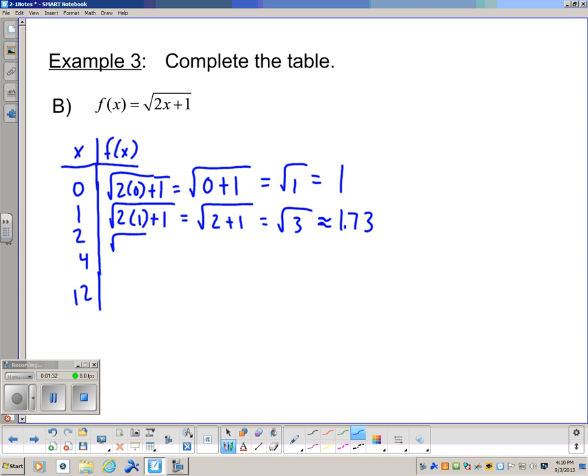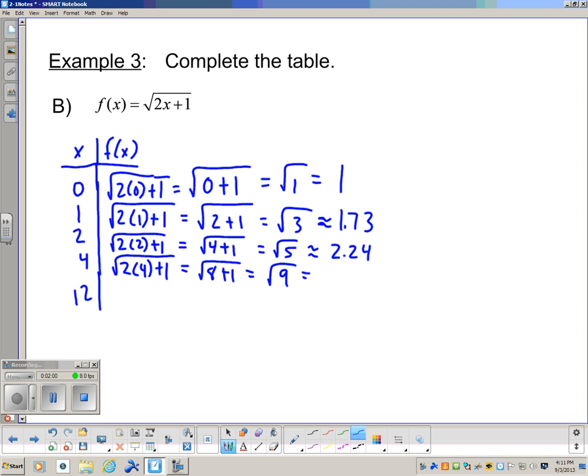And then plug in 2, 2 times 2 plus 1. So we get 2 times 2, there's 4, plus 1 is 5. So we get the square root of 5. And then estimating that out, it gives me about 2.24. And then plug in 4. 2 times 4 plus 1 gives me 8 plus 1, which gives me a square root of 9, which gives me a value of 3.